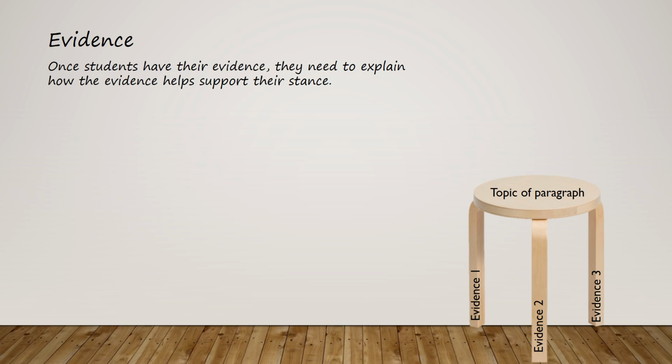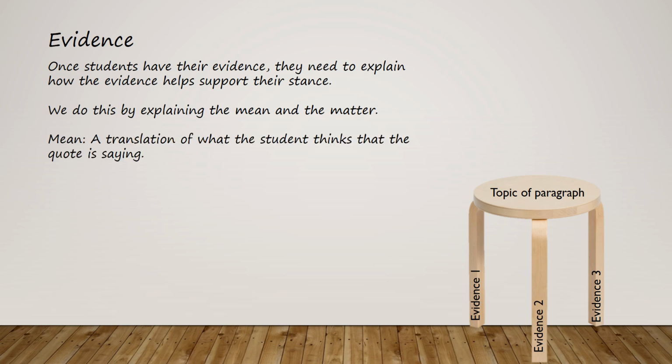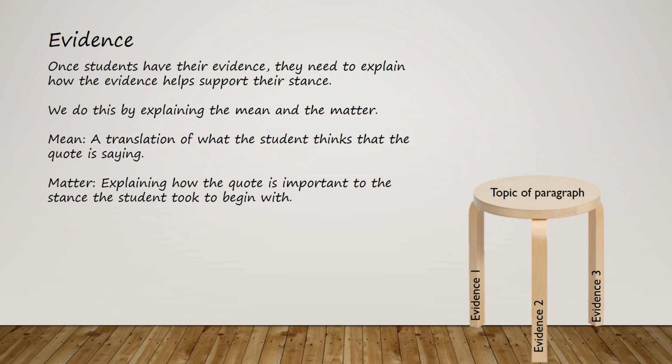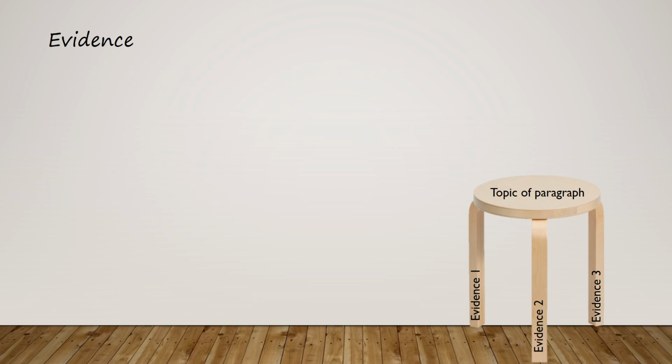Once students have their evidence, they need to explain how the evidence supports their stance. We do this by explaining the mean and the matter. The mean is a translation of what the student thinks the quote is saying, and the matter is explaining how the quote is important to the stance the student took to begin with.